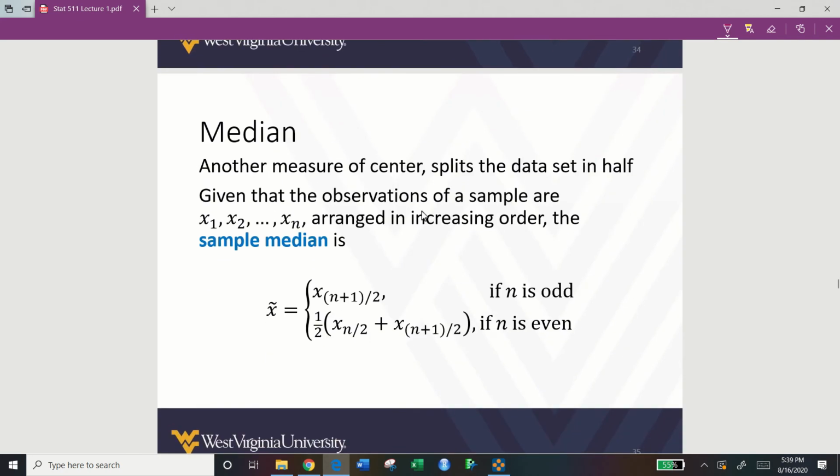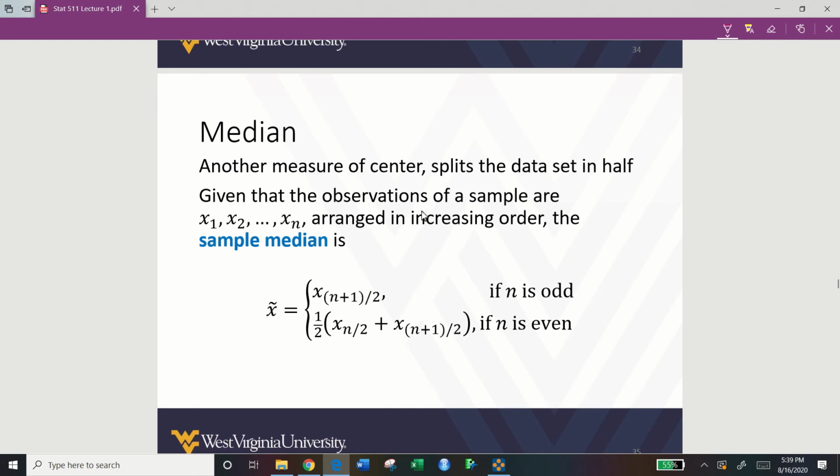Next measure of central tendency we'll focus on is the median. This splits the data set in half, and after we order our data from least to greatest, we can find our sample median. We represent this with still a lowercase letter, usually x, and instead of having a bar, we have a tilde, which is that little curved line. There are two different ways to find our sample median. It depends on if our values are even or odd.